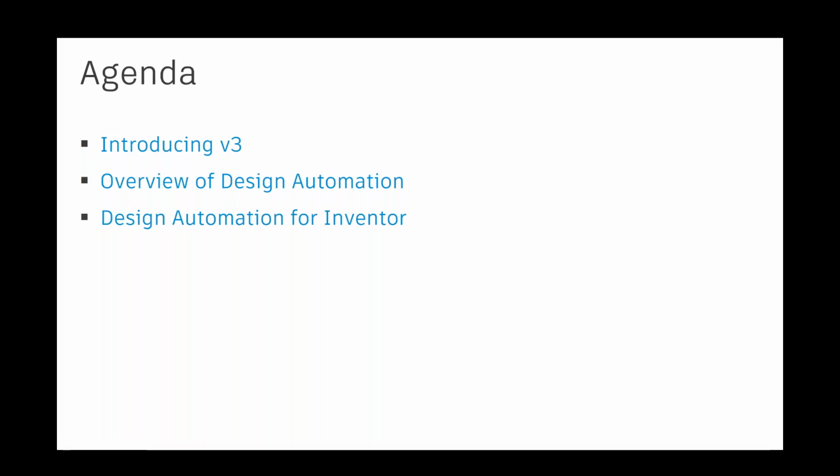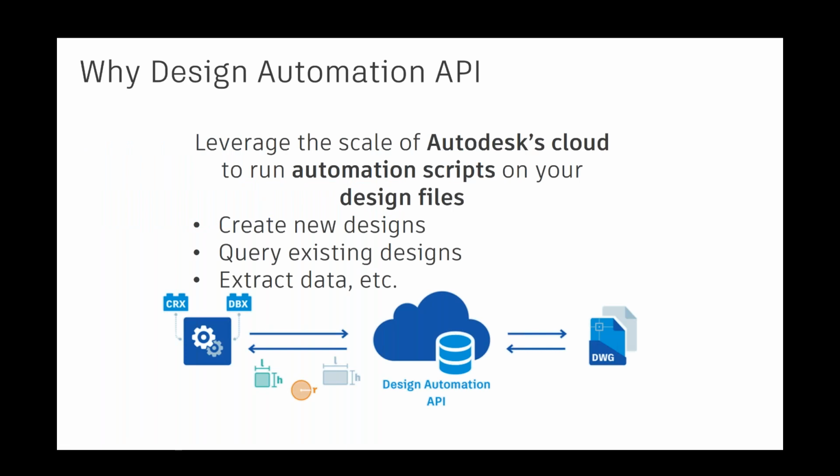Okay, so I want to go over just introducing what V3 is for design automation. For some of you that aren't familiar, we'll do an overview of what design automation is, and then I'll jump into where we are with design automation for Inventor, what that looks like today, and a few things of what's coming. Just checking again, Adam, you can see this all right? Yeah, I will let you know if I can't see something. Okay, great, thank you.